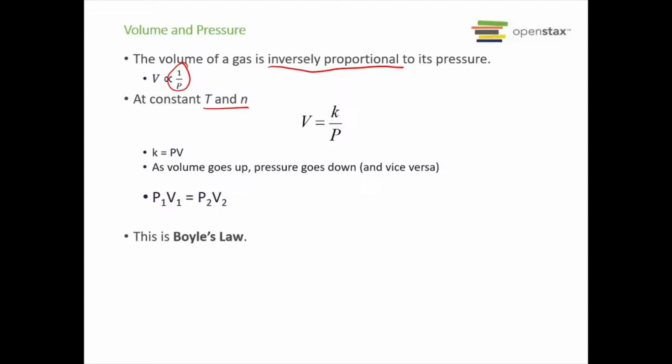Or this constant is equal to P times V. So again, as pressure goes up, volume goes down. As volume goes up, pressure goes down. So this can simplify down to Boyle's law: P1 V1 equals P2 V2.